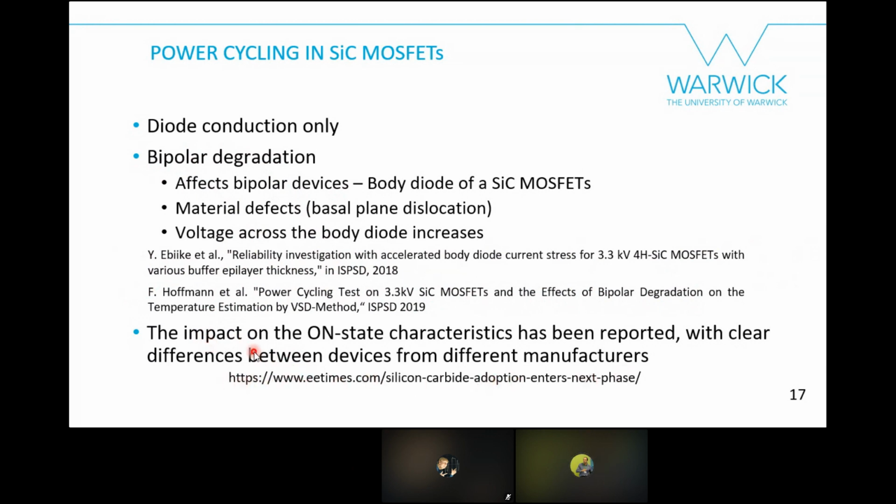And I just found a link recently, and they also mentioned that the on-state characteristics are also affected by bipolar degradation, and they report clear differences between devices from different manufacturers. So if you check this link, you will see that the on-state characteristics of some devices are also affected by bipolar degradation.